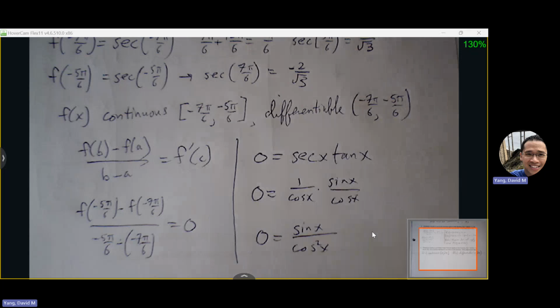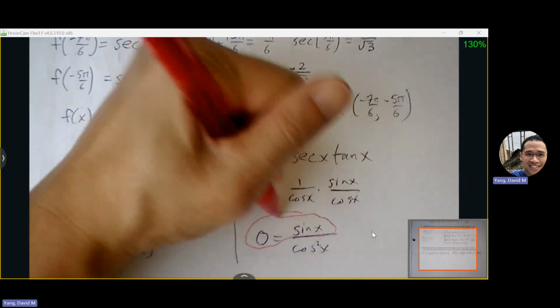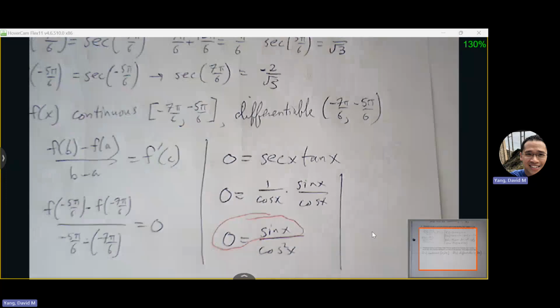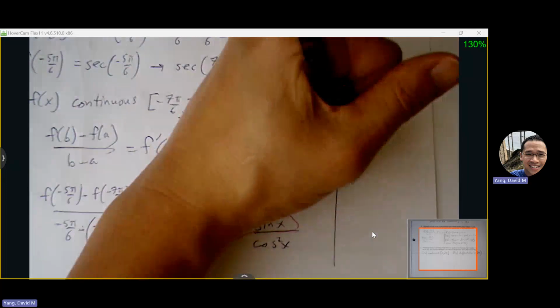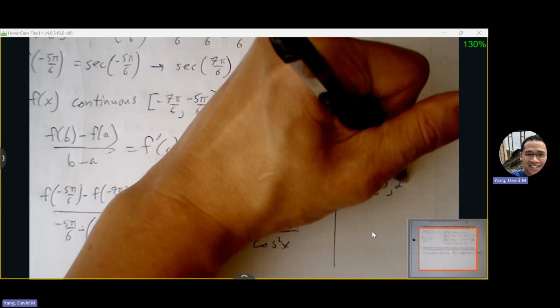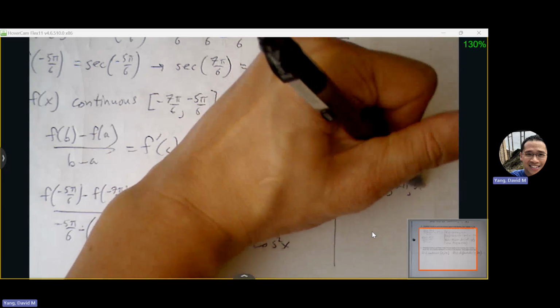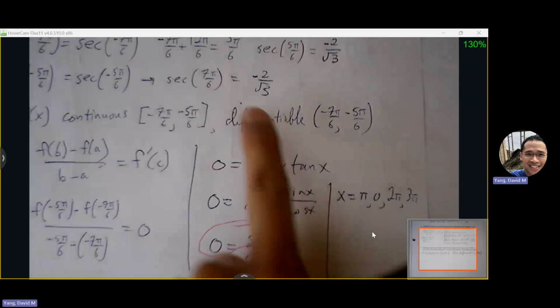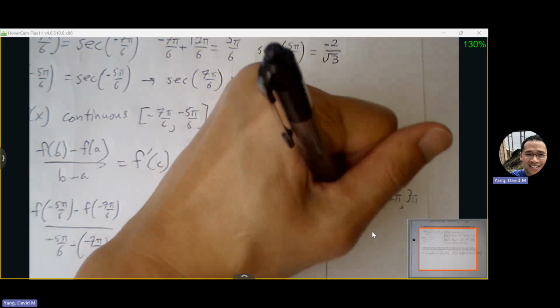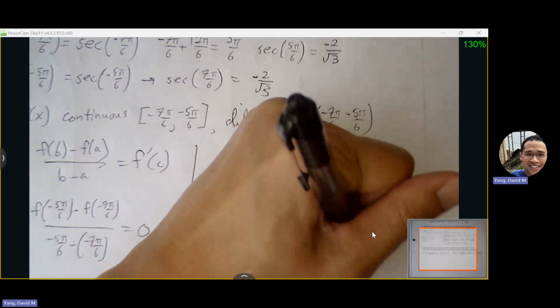So we can think of secant as 1 over cosine and tangent as sine over cosine. But since we're looking for slope 0, we only care about the numerator. So we only care about where is sine equal to 0. So sine is equal to 0 at 0, pi, 2 pi, 3 pi. We want something that lands between negative 7 pi over 6 and negative 5 pi over 6. So negative pi will give us that location.